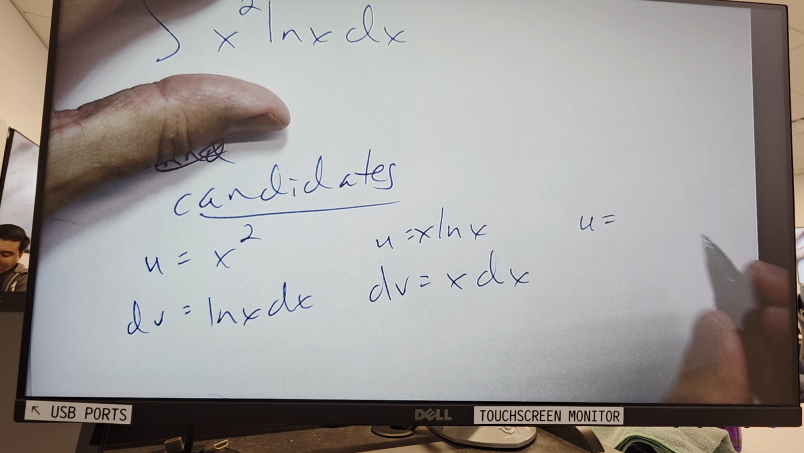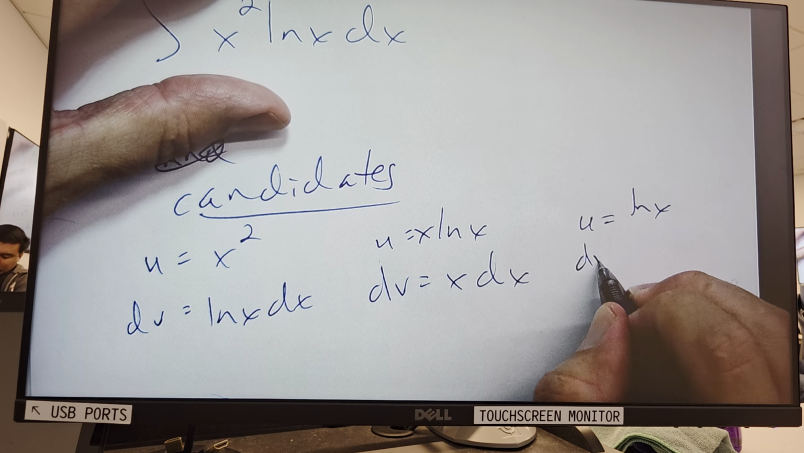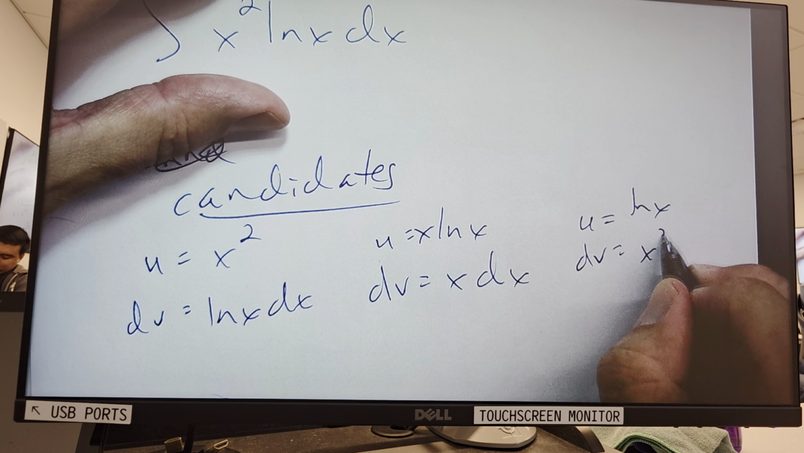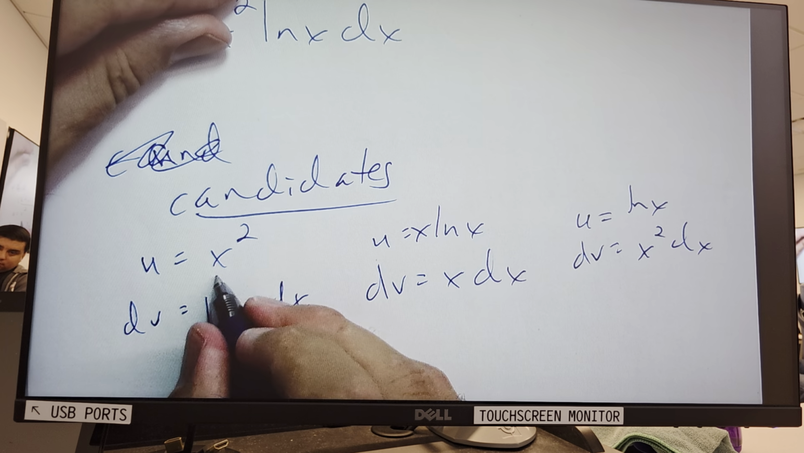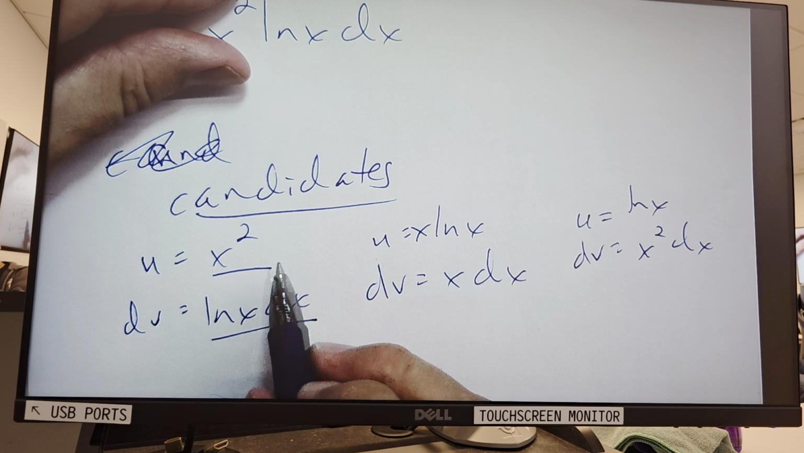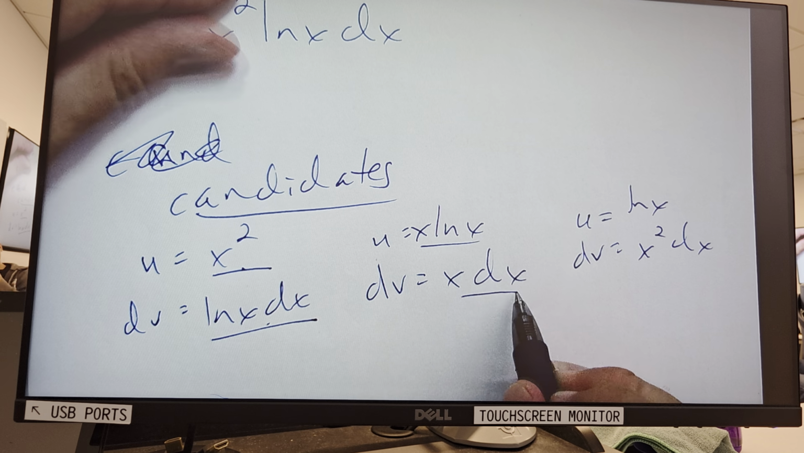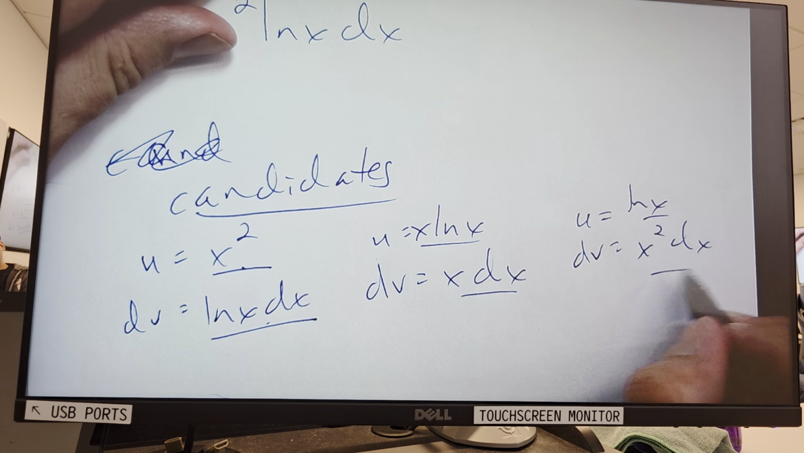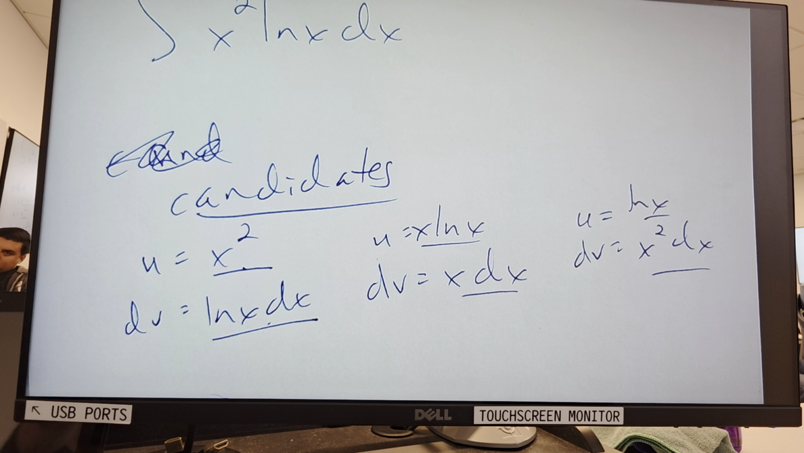Use natural log of x. Yeah, use ln x, and then dv would be x squared dx. So see, every single one, the devil inside. No, Jeff. When I multiply these two, it becomes the original integral. That's how I know those are valid candidates.